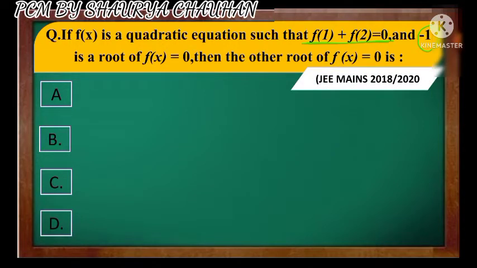Firstly, we have to know in which year this question came in JEE Mains. This question came in JEE Mains 2018 and was repeated in JEE 2020. So let's see the options: 5, -5/8, 8/5, -8/5 and 5/8. I am giving you 50 seconds to do this question, or you can pause the video to solve it. So your time starts now.